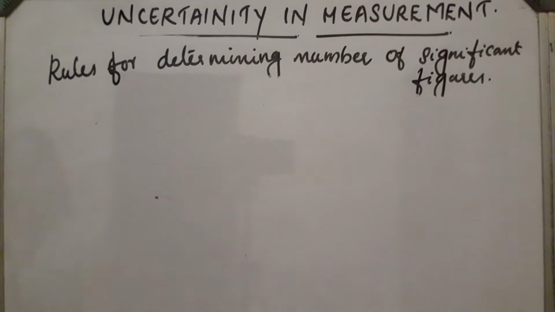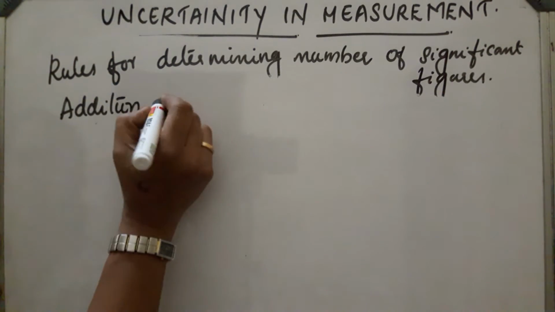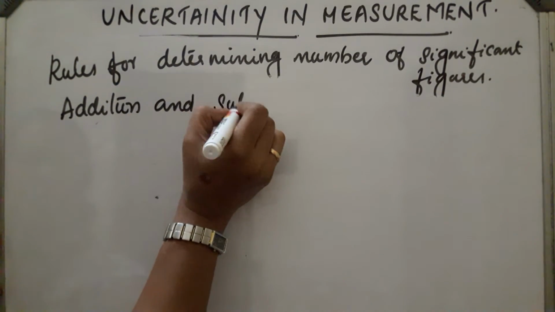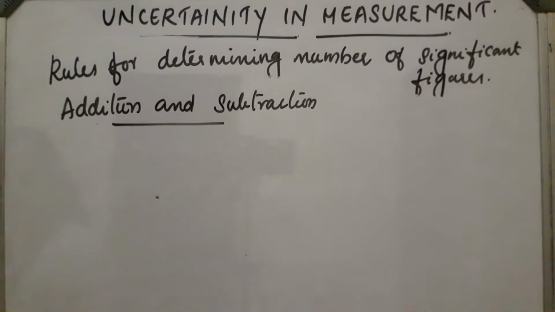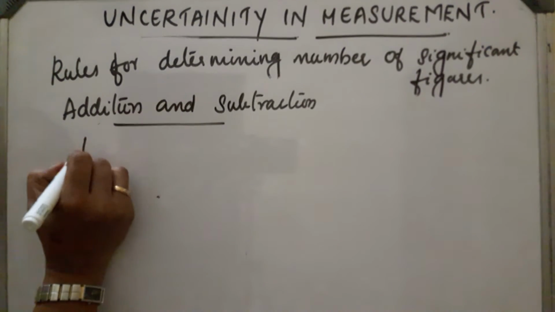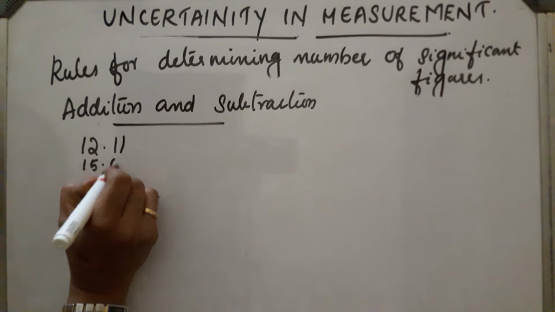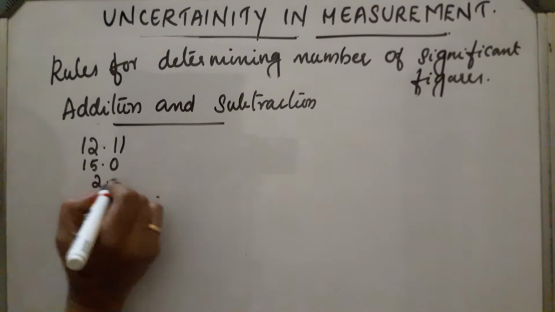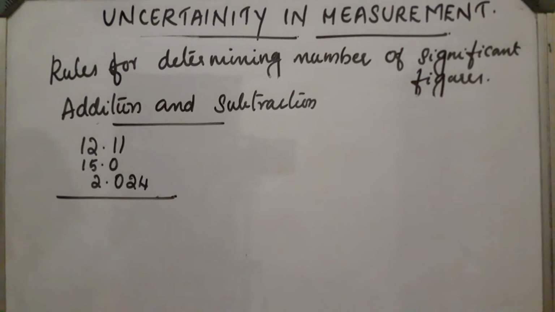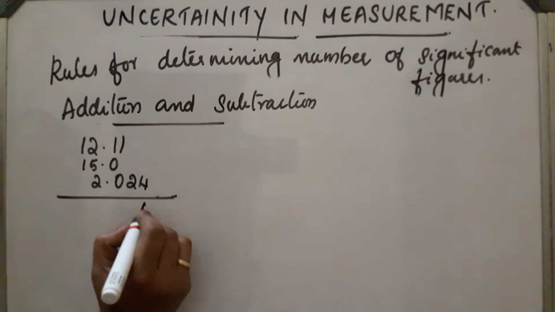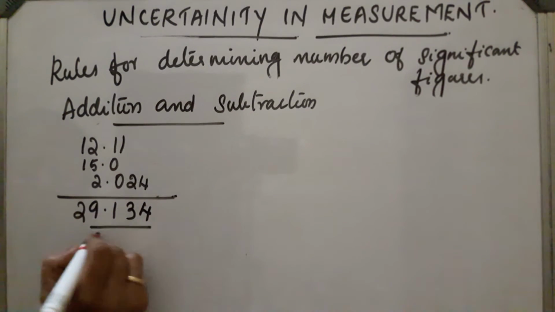Okay. Next, addition and subtraction of significant figures. Both have the same rule. How can we do the addition and subtraction? Take one example, 12.11 plus 15.0 plus 2.024. How can we add this? Okay, first we add this, then we will get the value 29.134. This will be the answer.